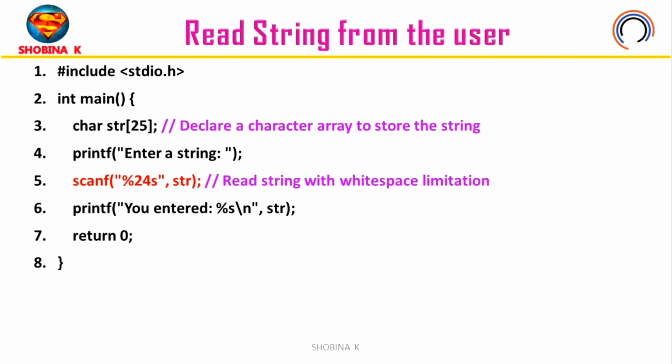The scanf function is used to read the input and store it in the character array str. %24s is a format specifier which tells scanf to read a string of characters until it encounters white space, or until it has read 24 characters, excluding the null terminator. str is the character array. Here is where the input string will be stored, and this printf function prints the string entered by the user. %s is the format specifier which is used to indicate that a string will be printed.